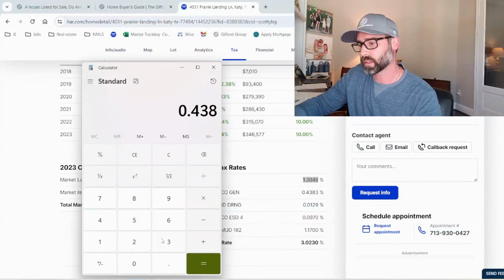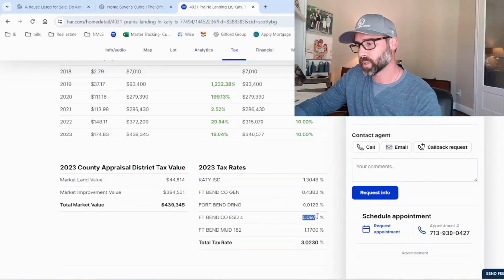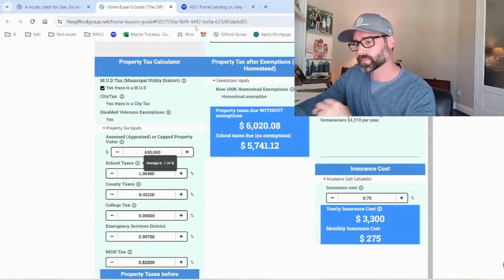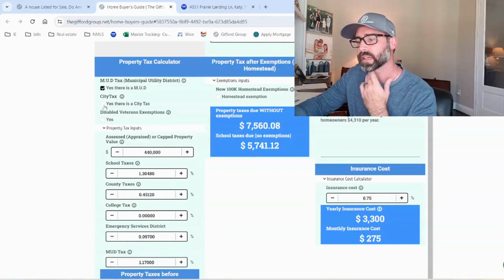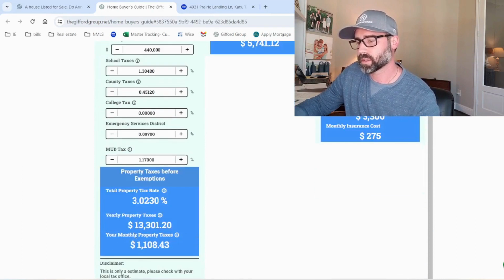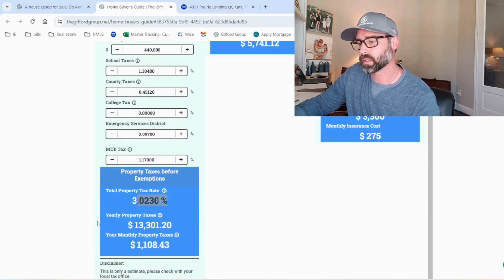So 143 plus 0.012. All right, so 450. That is our county taxes. All right. And then we got, this is our emergency district stuff. Don't have any college taxes here. And then our MUD tax. And we don't have any city tax, so I've taken that off either. So there's our numbers add up to the 3.023, matches there. And that tells you what our property taxes are without any exemptions.